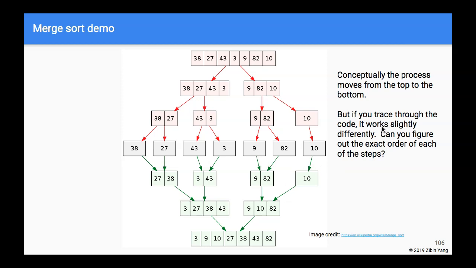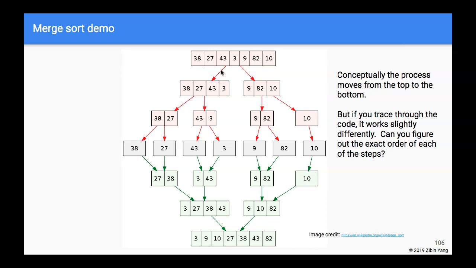Now that's how it works conceptually. However, if you trace through the code, and you should, which helps you understand merge sort and also helps you see how exactly the recursion works, then you can see that the execution of the code doesn't neatly follow this pattern. It's actually slightly different. So if you want to give it a try yourself, pause it before I explain the order of all the steps involved.